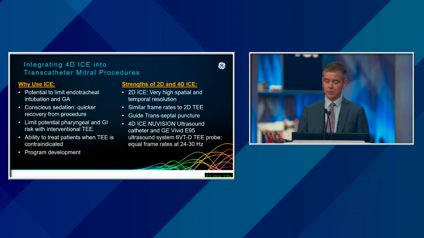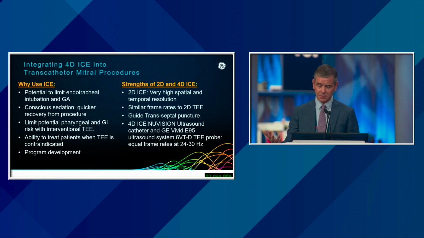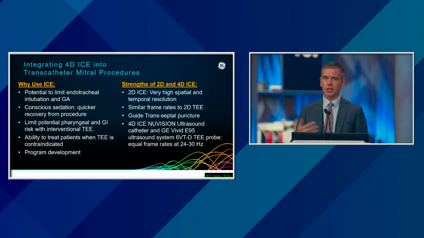There are strengths of both 2D and 4D ICE. With 2D ICE, you have great spatial resolution and temporal resolution. You're able to cross the interatrial septum. You're getting frame rates that are similar to TEE. And with the system we've utilized, we're getting TEE-like color and 3D quality that mirrors what we get with the TEE, from the NuVision ICE catheter.